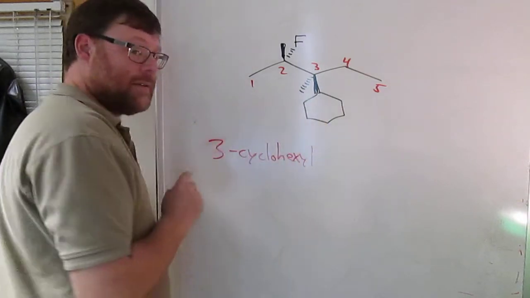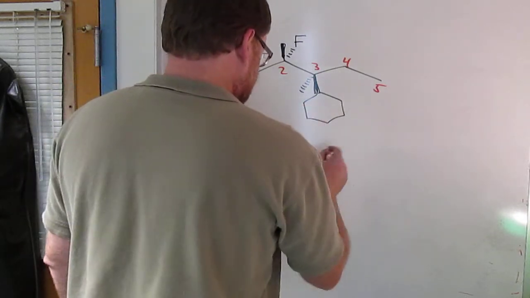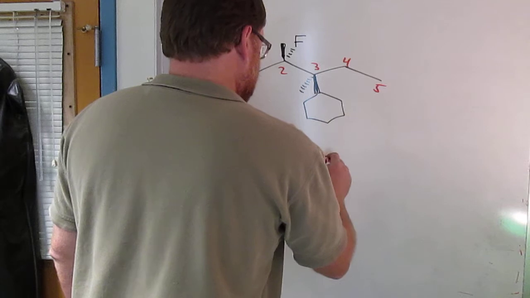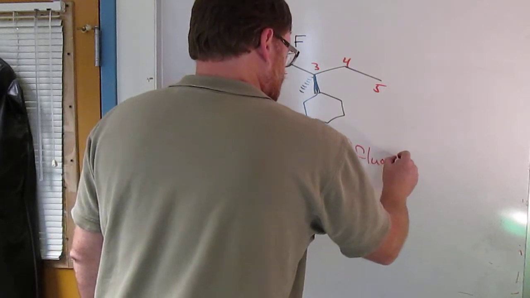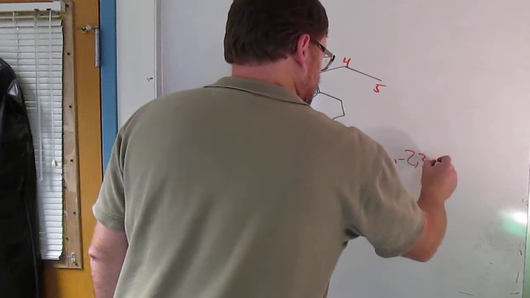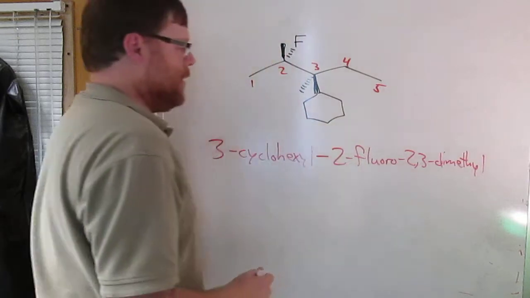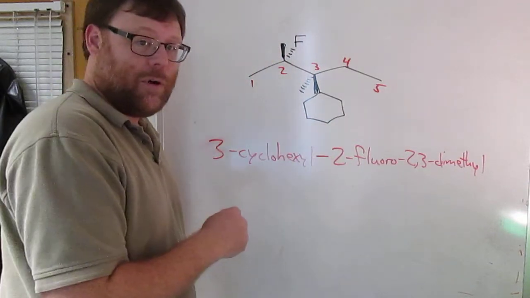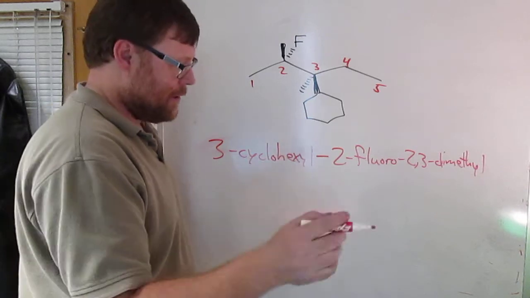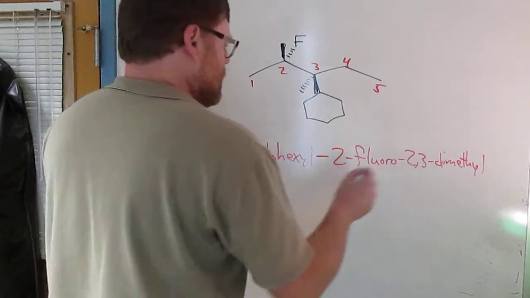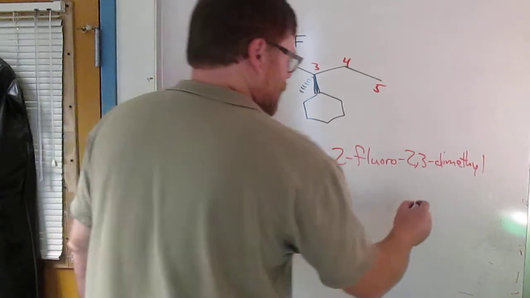How's that? Cyclohexyl is a substituent. We haven't even had our 4th lecture. That's pretty advanced. So if you got the name wrong, that's fine. So then 2-fluoro, 2,3-dimethyl. You might be wondering, why doesn't dimethyl come ahead of fluoro? The di is a prefix, so you actually alphabetize that as an M. So then 3-cyclohexyl, 2-fluoro, 2,3-dimethylpentane.